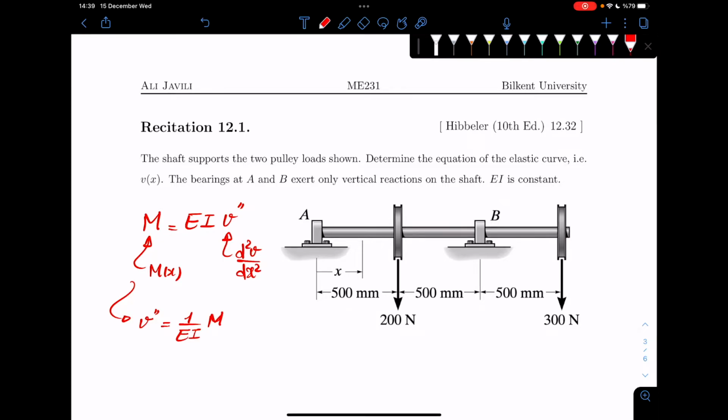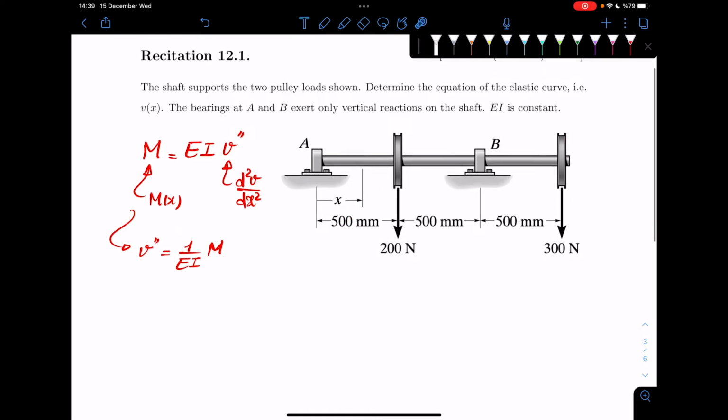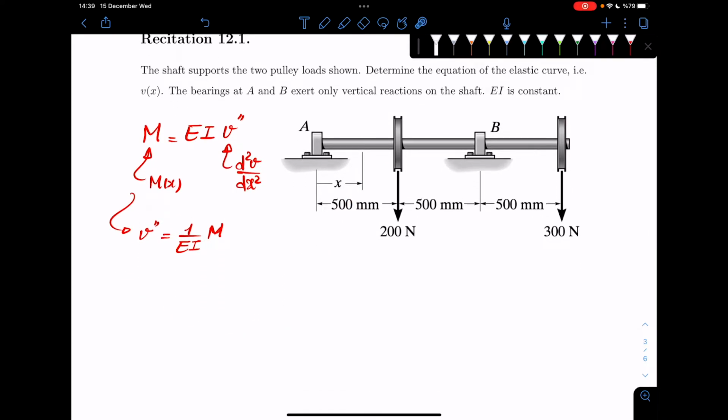And here we are lucky that E and I don't change, so they are constant. We can just treat them nicely. All right, so what we need then, very similar to the previous problem, is the moment M as a function of x. How do we do that? We need to calculate the moment in these 3 sections.